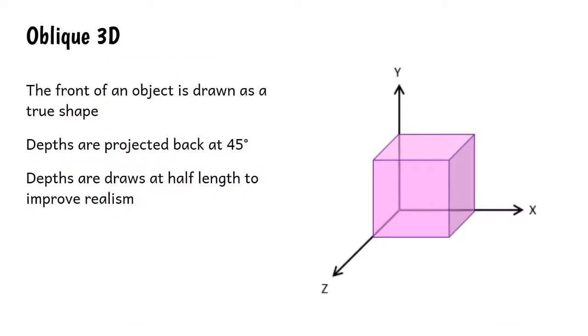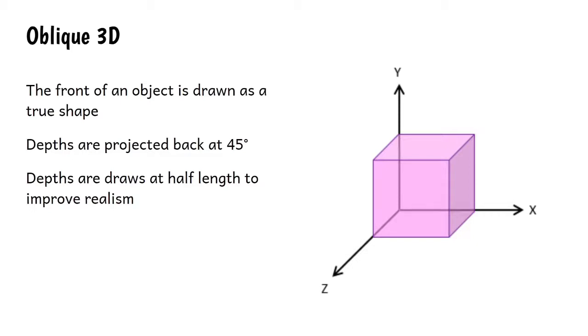What about oblique 3D? Well, oblique 3D has got the 45 degree receding lines again. These go back at 45 degrees. But the big thing about an oblique is that the front face is drawn as a true shape. Okay, so the front face remains undistorted. Then we send our lines back at 45 degrees. And in actual fact, we actually draw these lines at half their true length to give this illusion of depth and to increase and improve realism.